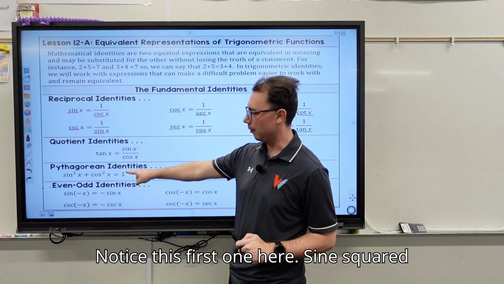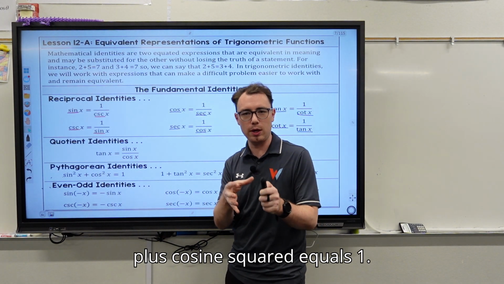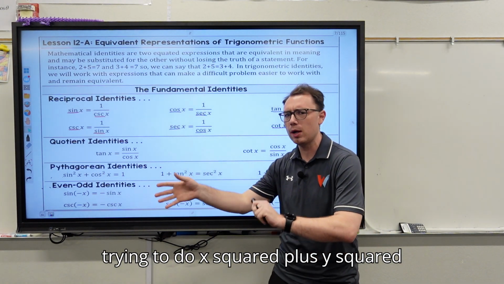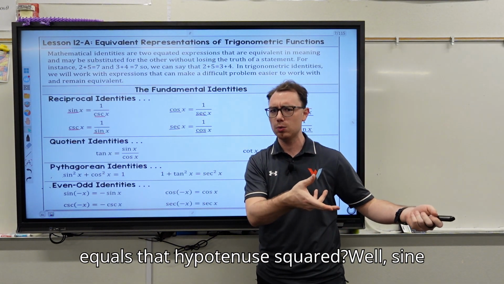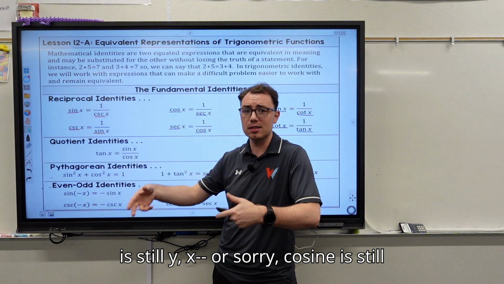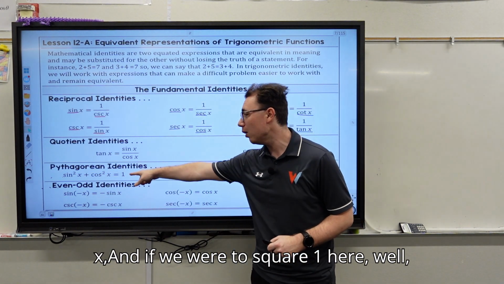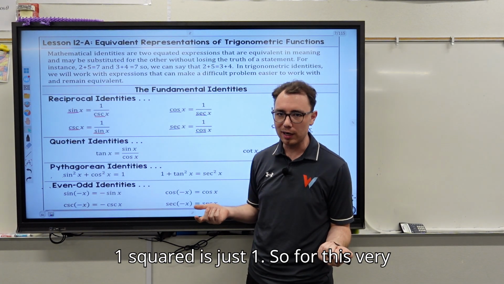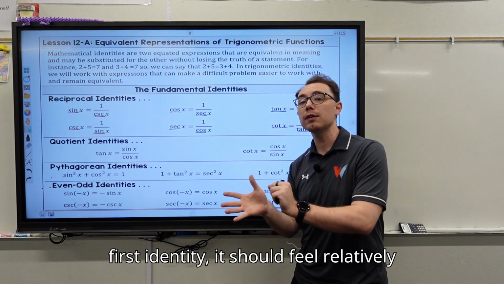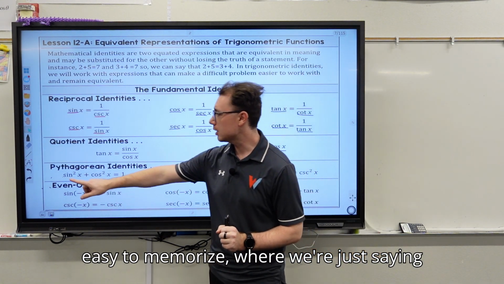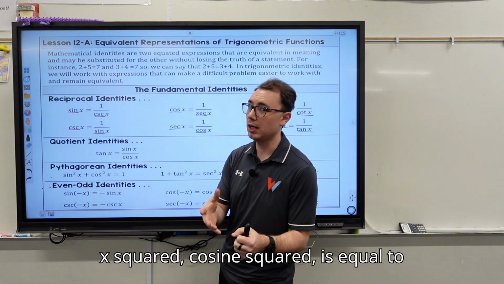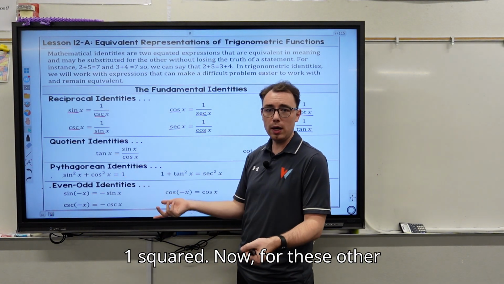Notice this first one here. Sine squared plus cosine squared equals 1. Remember Pythagorean, where we were trying to do x squared plus y squared equals that hypotenuse squared? Well, sine is still y, cosine is still x, and if we were to square 1 here, well, 1 squared is just 1. So for this very first identity, it should feel relatively easy to memorize, where we're just saying y squared, sine squared, plus x squared, cosine squared, is equal to 1 squared.